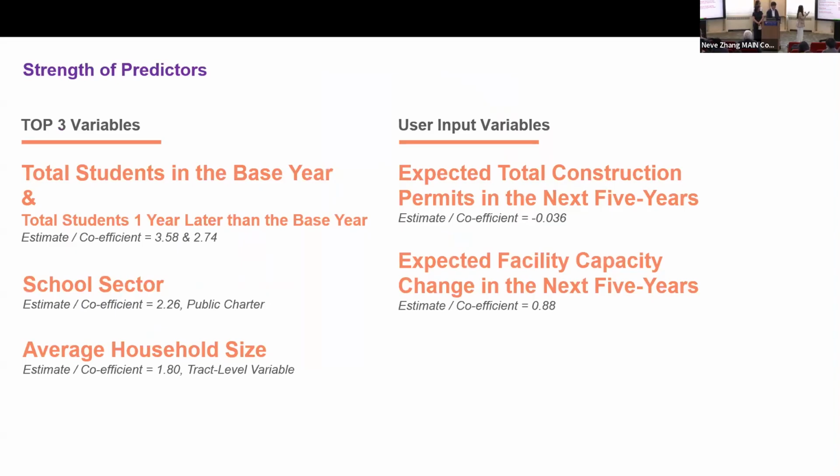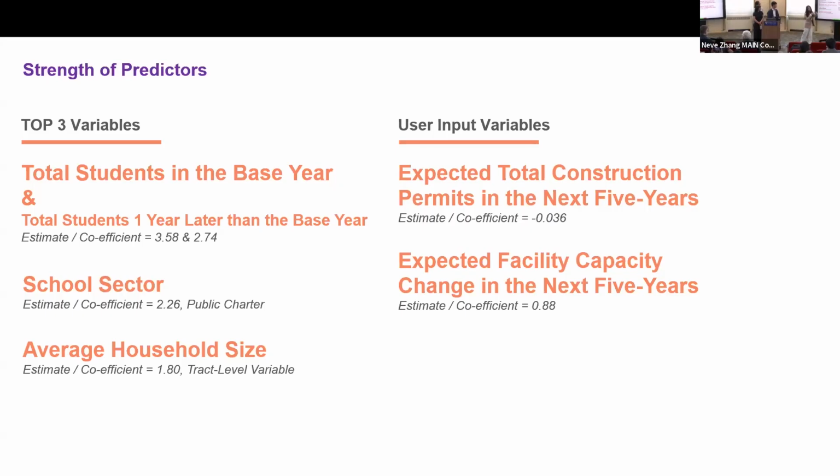We found that the top 3 predictors by size of coefficients are total students in the base year, total students 1 year later than the base year, the school sector, as well as average household size in the census tract that the school is located in. The way to interpret the coefficients, just to give an example using total students in the base year, is that each additional student in the base year will add about 4 additional students 5 years later, all else constant.